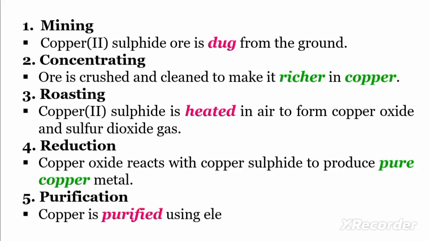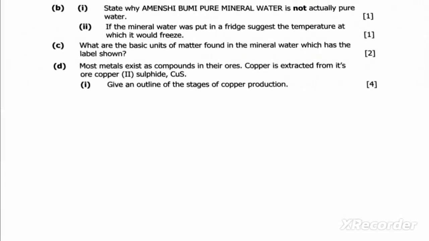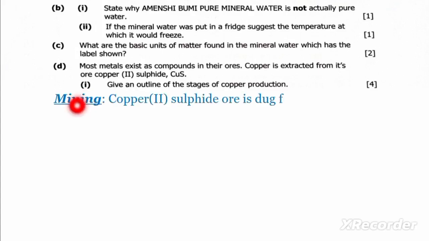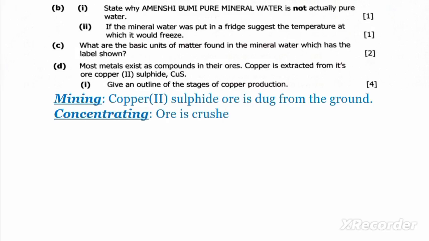Copper is purified using electrolysis, or using electricity. So these are some of the steps that we need to consider. Therefore, we are going to say number one, mining: copper sulfide is dug from the ground. Number two, concentrating: ore is crushed and cleaned to make it richer, or concentrated, in copper.